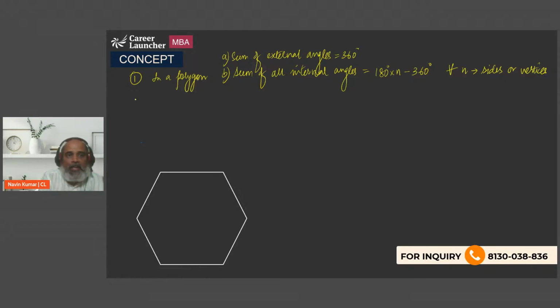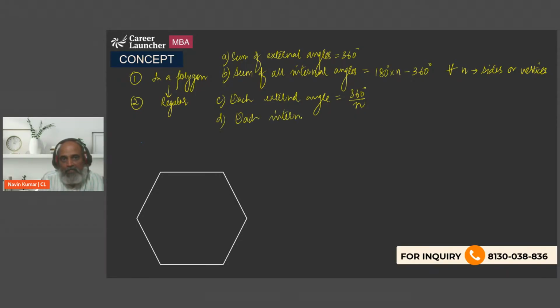Now, in the same case of a polygon, if a polygon is a regular polygon, then each external angle becomes 360 degrees out of n, and each internal angle becomes 180 degrees minus 360 degrees upon n, where n is again the number of sides and vertices.